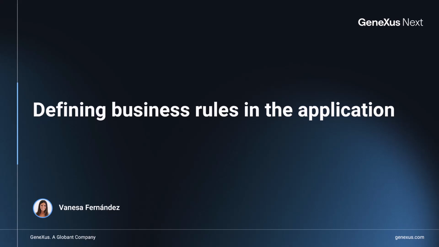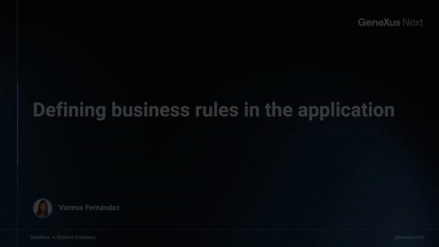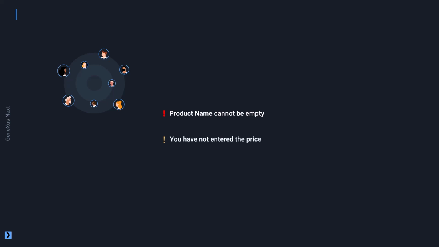Besides the automatic controls GeneXus Next includes in generated applications, sometimes applicants need to perform specific checks. For instance, they might request that the system prevent the input of products that lack a name, or that it simply warns the user if they did not enter the price.